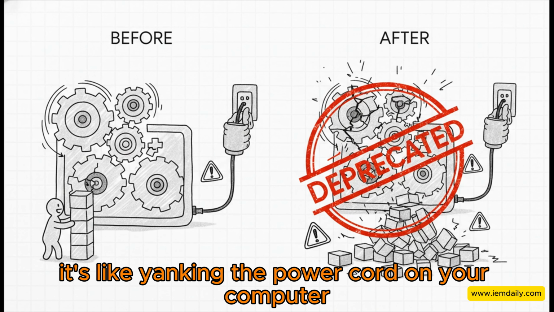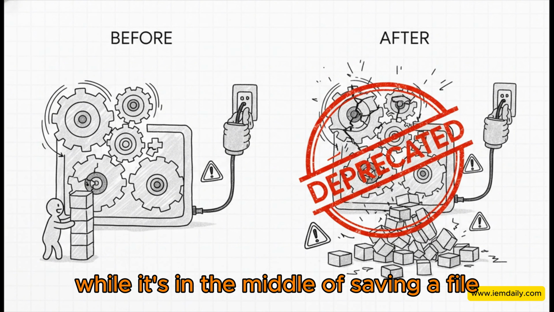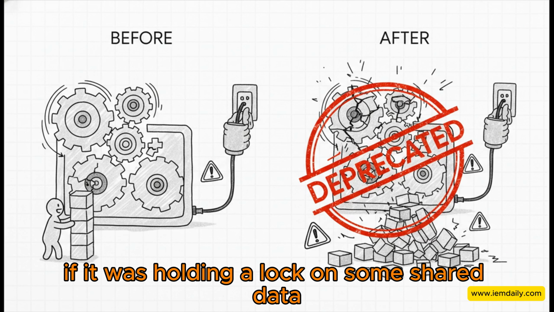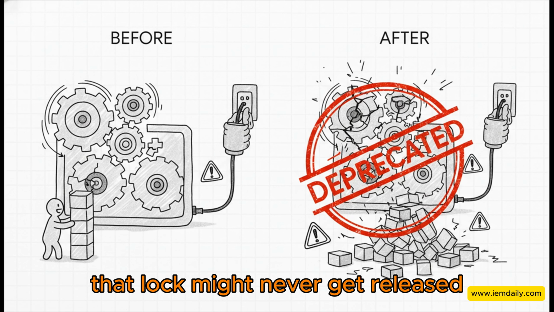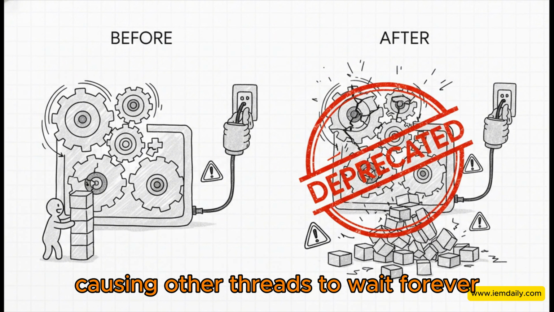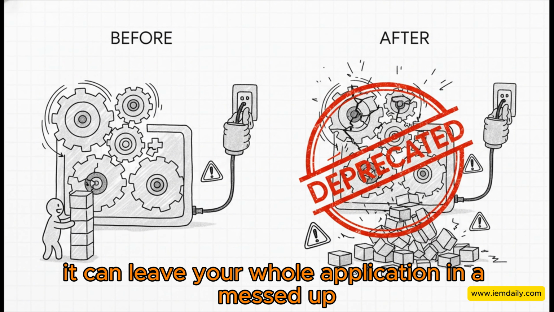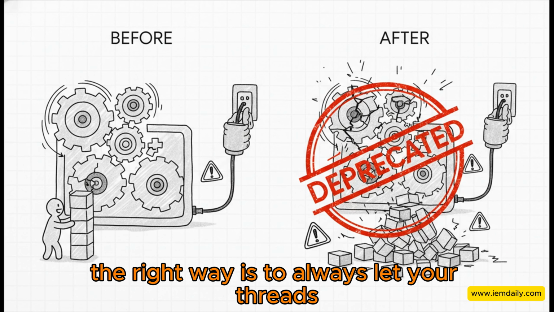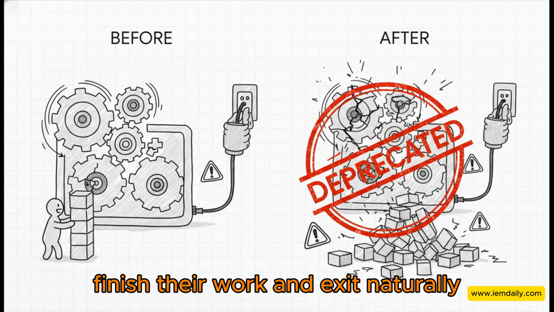It's like yanking the power cord on your computer while it's in the middle of saving a file. It doesn't get a chance to clean up after itself. If it was holding a lock on some shared data, that lock might never get released, causing other threads to wait forever. That's a deadlock. It can leave your whole application in a messed up, unstable state. The right way is to always let your threads finish their work and exit naturally.